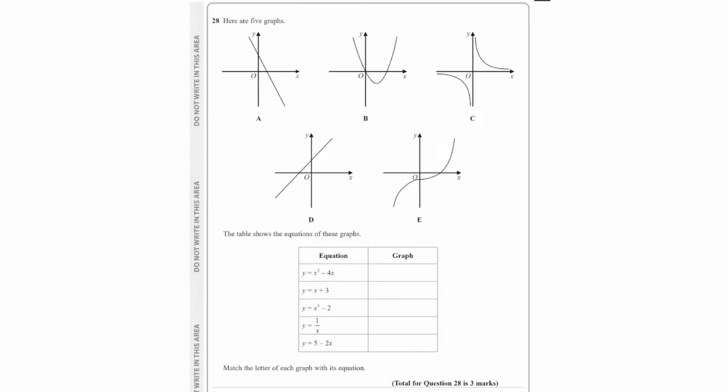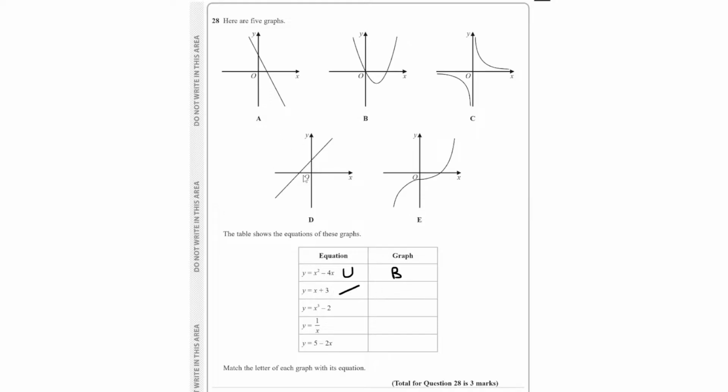Now, this is our last question. So 28, here are 5 graphs. The table shows the equations of these graphs. Match the letter of each graph with its equation. So the first one, we just have to recognize what these are and obviously what the graphs are. The first one is a quadratic graph. So a quadratic graph is a U shape, isn't it? So have a look, which one is a U shape? B. Okay, that's fine.